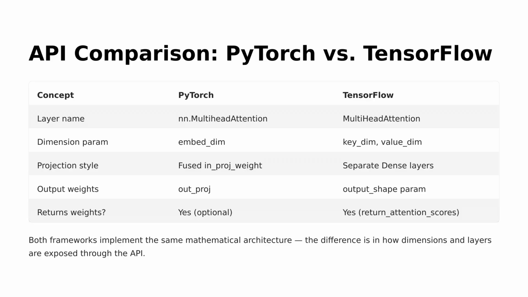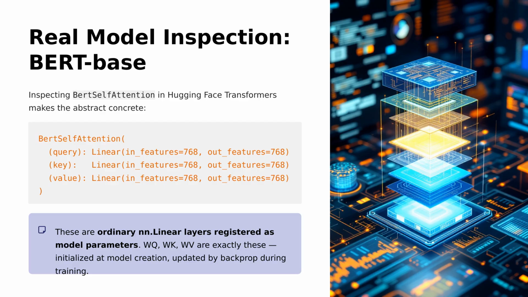This slide compares the multi-head attention APIs in PyTorch and TensorFlow. The underlying math is the same, but the interfaces look different. In PyTorch, you use nn.MultiheadAttention, with embed_dim, fused projection weights, and an out_proj layer. In TensorFlow, multi-head attention exposes key and value dimensions separately and uses separate dense projections. Both can also return attention weights or scores when needed.